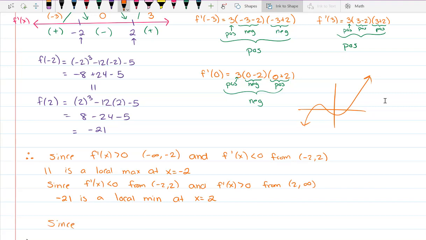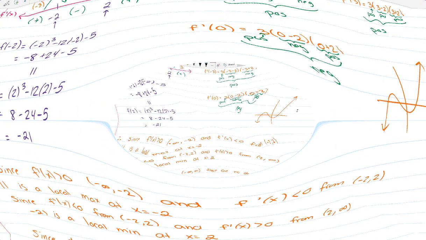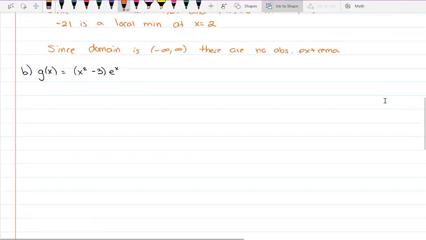Since the domain is negative infinity to infinity, there are no absolute extrema. Alright, moving on to part B.